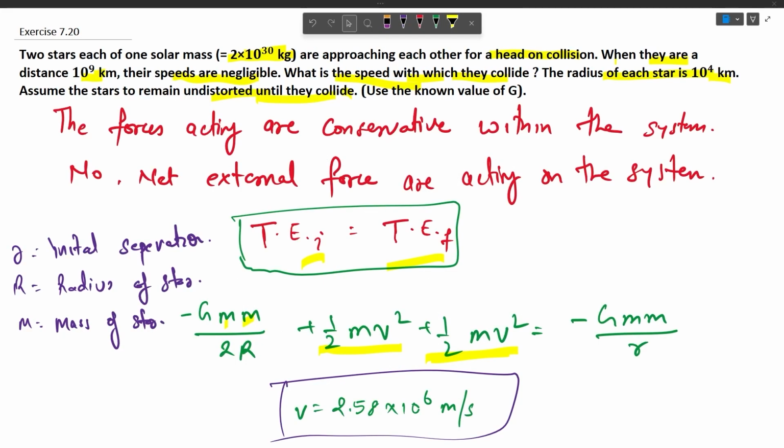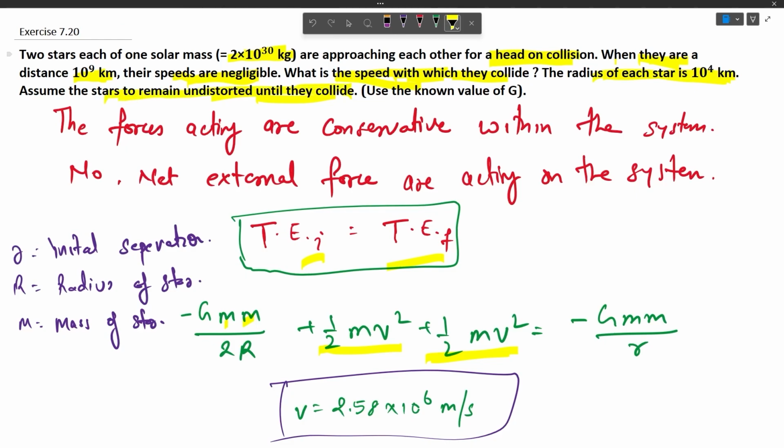The question says that two stars, each of one solar mass, are approaching each other for a head-on collision. When they are at a distance of 10 to the power 9 km, their speeds are negligible. What is the speed with which they will collide? The radius of each star is 10 to the power 4 km. Assume that the stars remain undistorted until they collide.